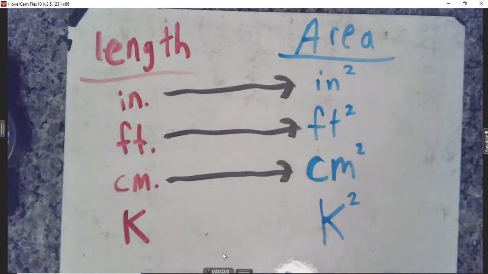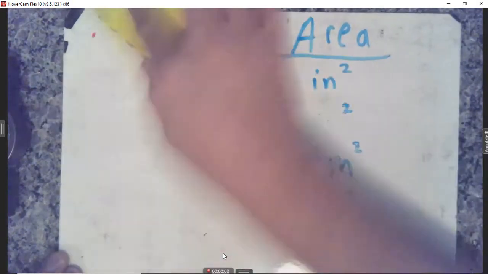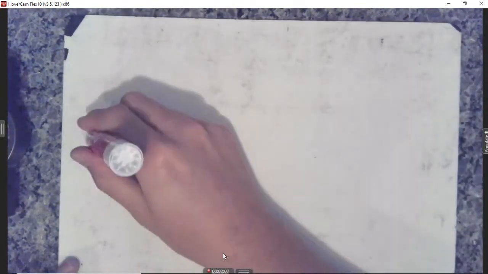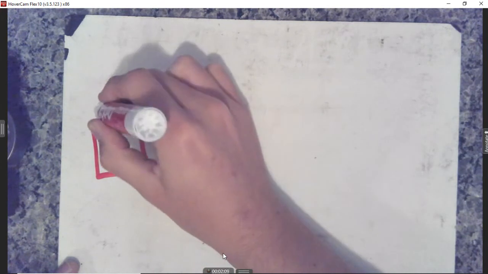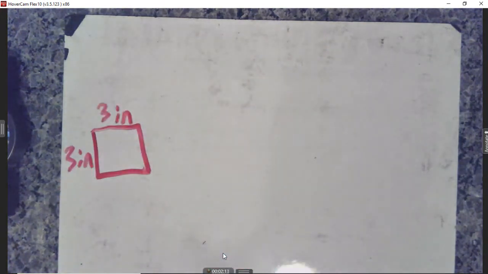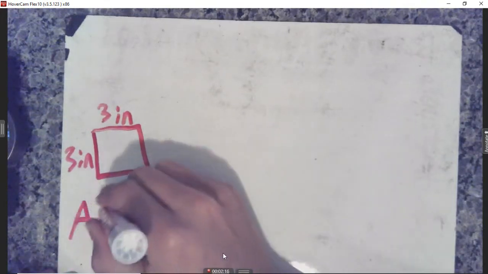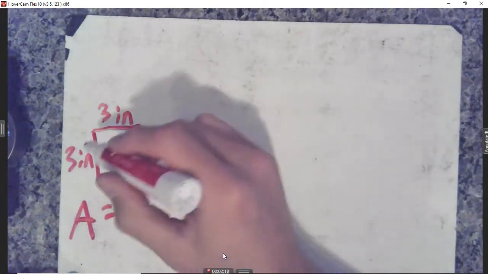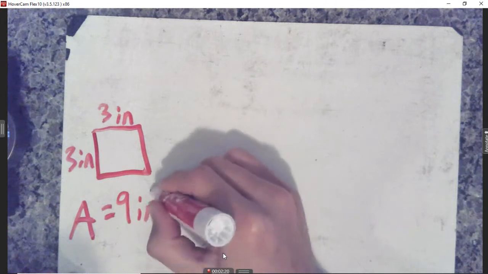So note the similarities between all these, and let's actually look at an example where this is the case. We're going to start simple, with a square. Let's say you had a square of 3 inches by 3 inches. We know the area of that square would be 9 inches squared.